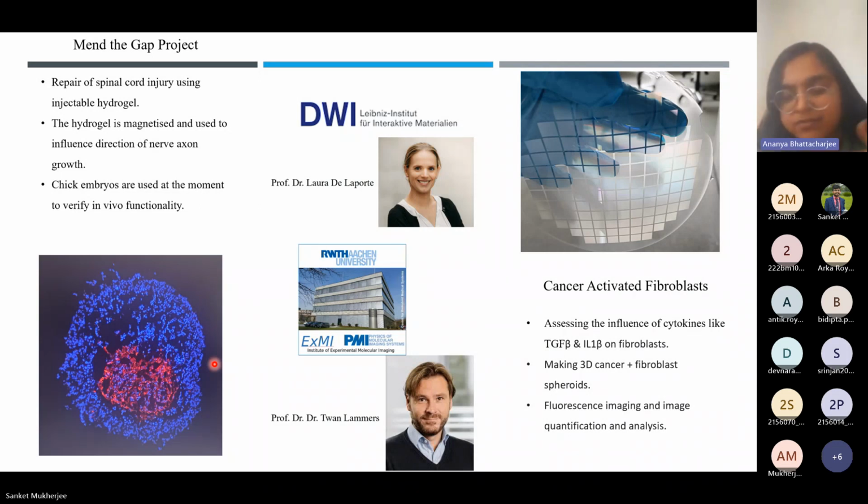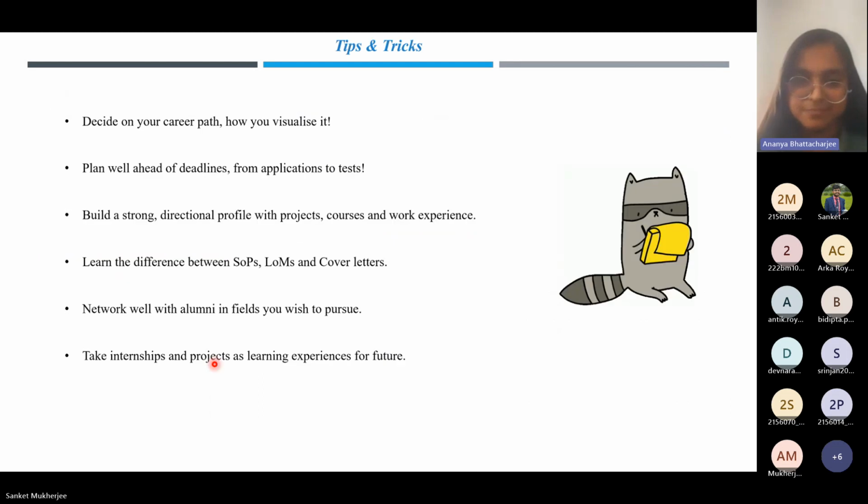We'll then do the quantification and analysis and see if these cytokines have any effect, and if any, how they are affecting, if it's good or bad, etc. So these are all ongoing research topics that I'm working on. Moving on. Next slide, please.